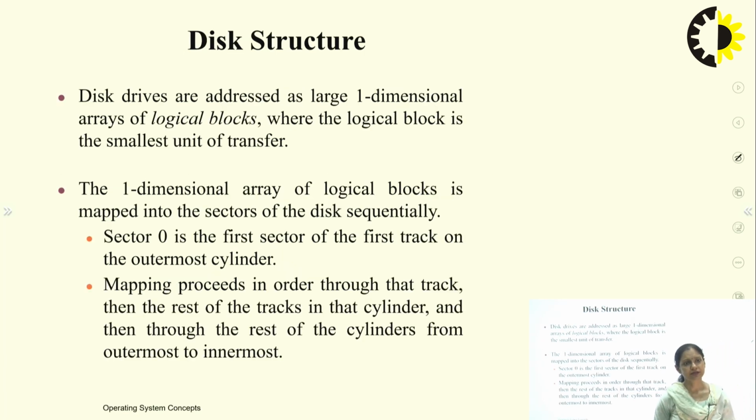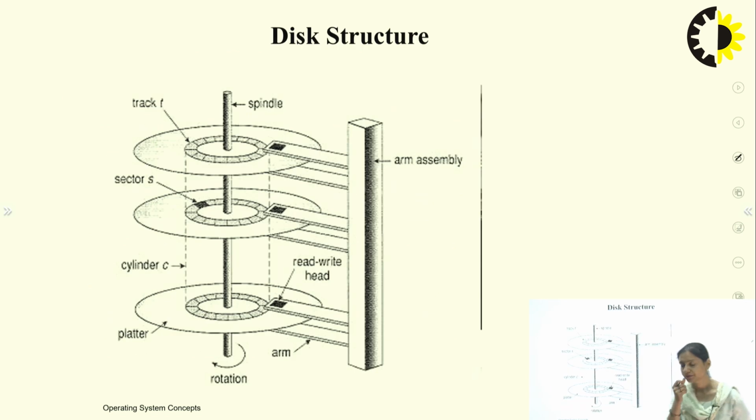Coming to disk structure, disk devices are addressed as large one-dimensional arrays of logical blocks, where the logical block is the smallest unit of transfer. The one-dimensional array of logical blocks is mapped onto the sectors of the disk sequentially. Sector 0 is the first sector of the first track of the outermost cylinder. Then mapping proceeds in order through that track, then the rest of the tracks in that cylinder, and then through the rest of the cylinders from outermost to innermost.